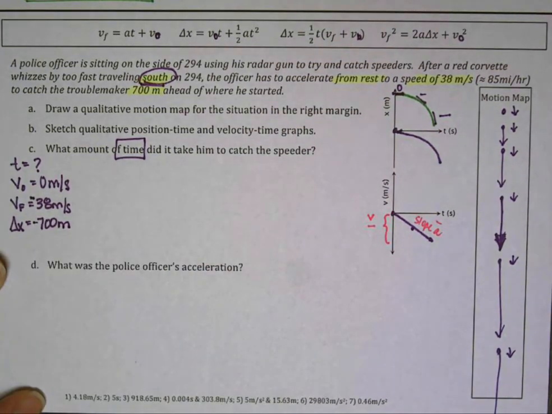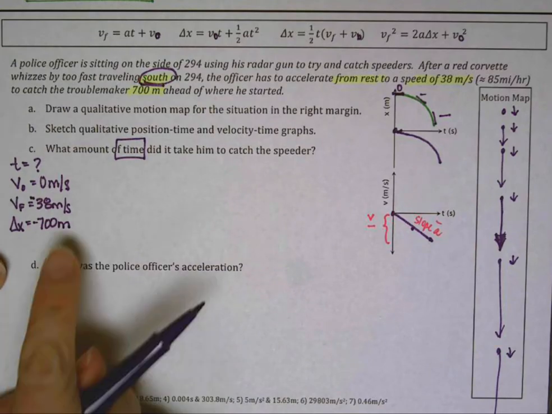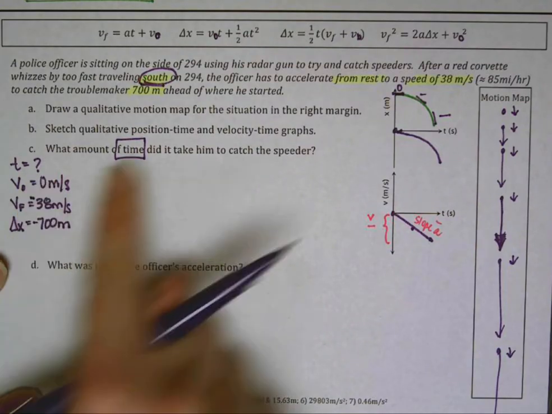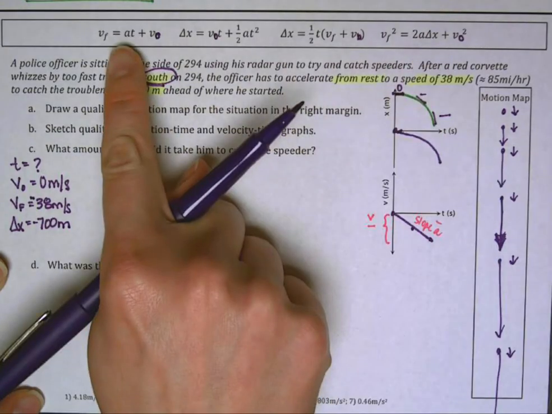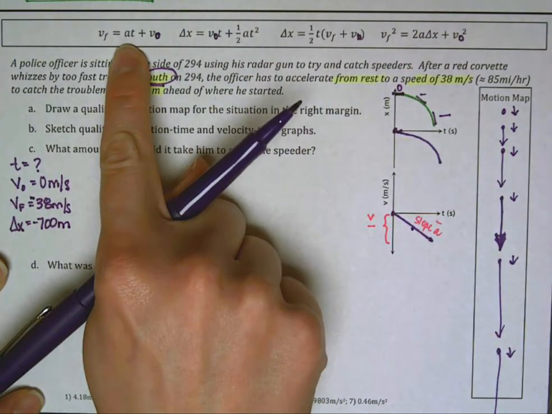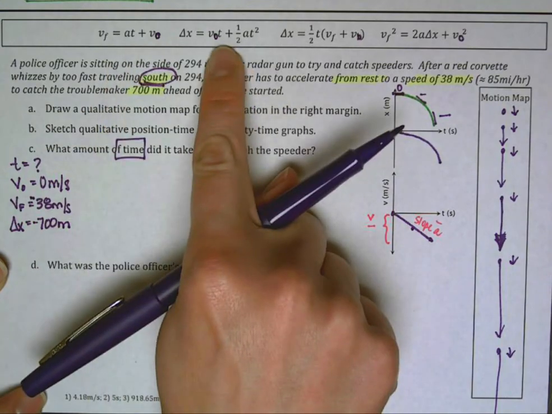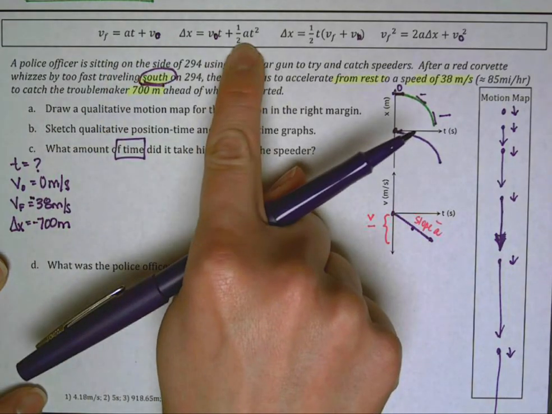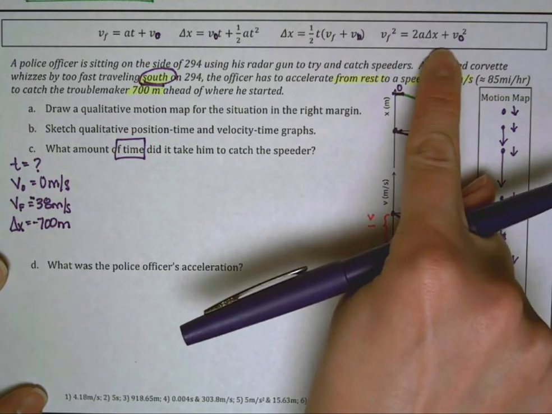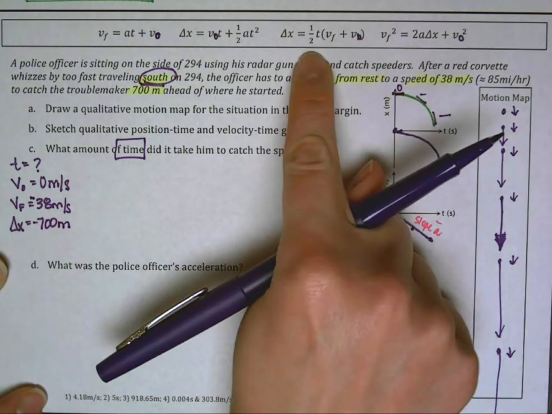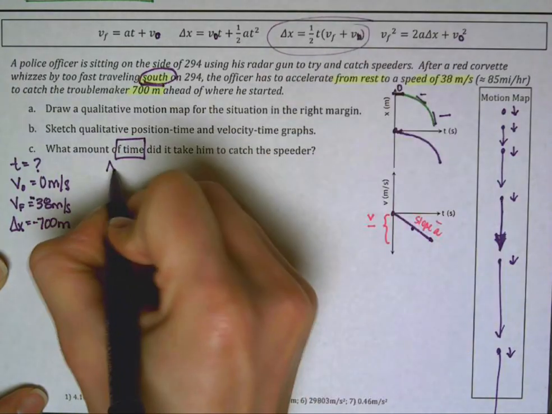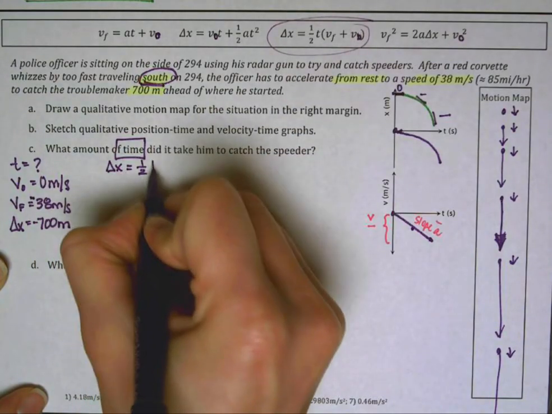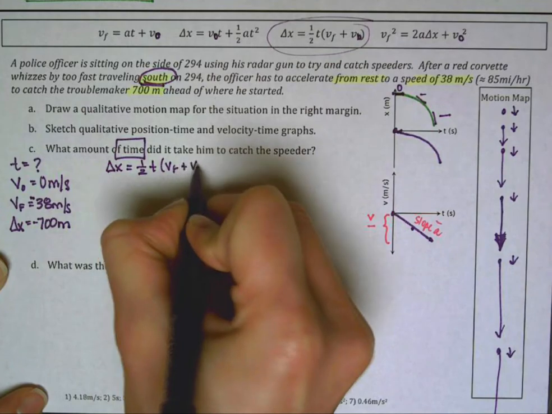So those two values should be negative. With these givens and this unknown, we have to look at our equations and pick which one will work for us. We don't have acceleration, so we cannot use the first one. We don't have acceleration, so we can't use the second one. Notice the fourth one has acceleration, so same story, so we have to choose this one. I'm going to rewrite it. Displacement equals 1/2 t times vf plus v naught.